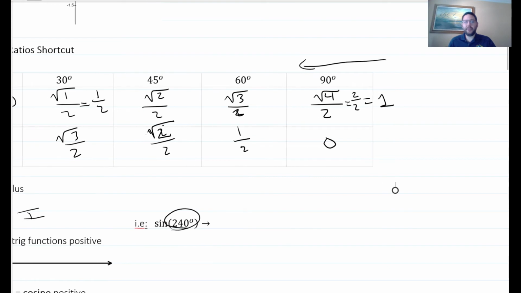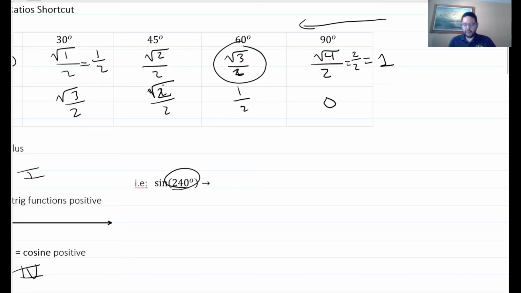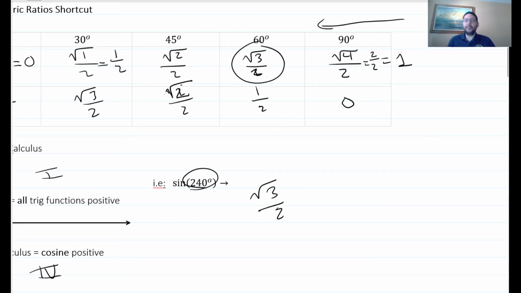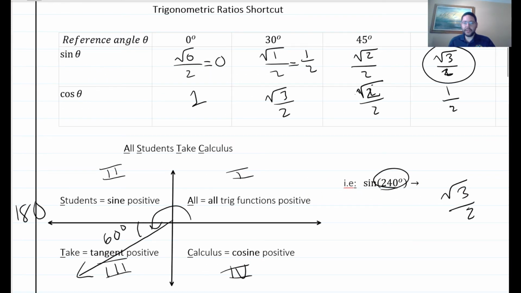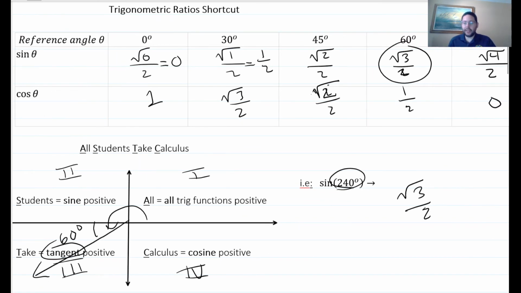What's sine of 60 degrees? Well, sine of 60 degrees is square root of 3 over 2. So this is going to be square root of 3 over 2. And then is it going to be positive or negative? Well, we know we're in quadrant 3. In quadrant 3, only tangent is positive. So therefore, sine has to be negative. So my answer here is negative square root of 3 over 2. So again, quick way to find those values.